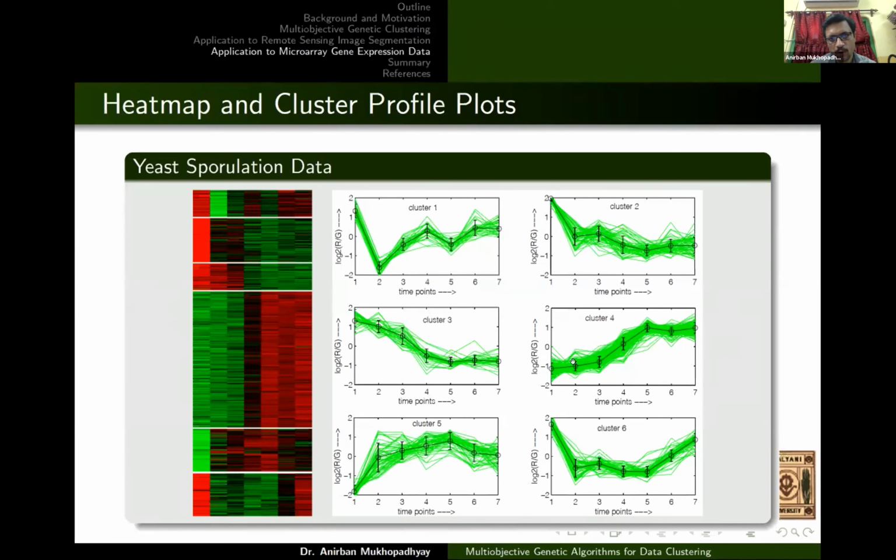So this is the corresponding cluster profile plot. From the profile plot also you can see that all the genes initially have very low expression, then it increases a little in the middle, and then it has very high expression. So this is the trend for all the genes of that cluster. For each cluster, the genes have very similar expression patterns. So this way, we can cluster the genes.